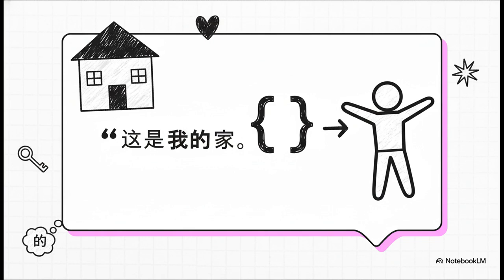这是我的家. Okay? Now, let's slow it way down. 这是我的家. This is a classic A is B sentence structure, one of the most fundamental you'll learn in Mandarin. You're simply stating a fact. Notice how the overall intonation is pretty flat, and it just drops slightly at the end.